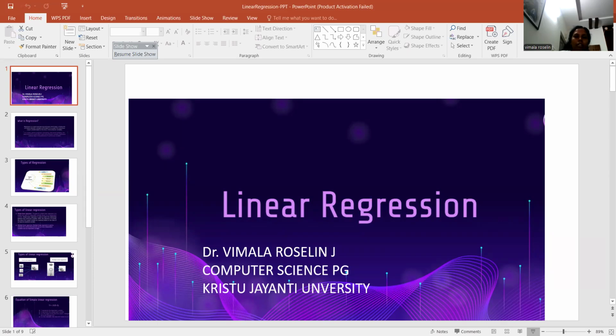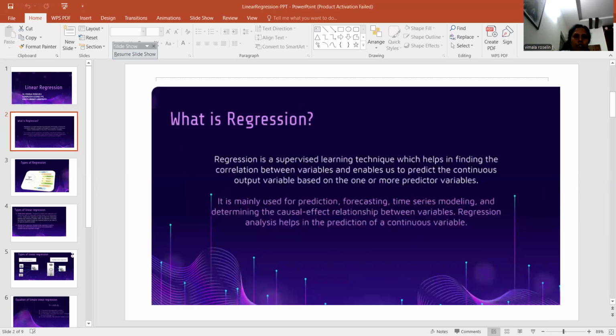Okay, hi everyone. I'm going to explain linear regression in machine learning. So first of all, what is regression? Regression is a supervised learning technique. Supervised learning means we are given a training data set, and using the training data set, we can create a new model.